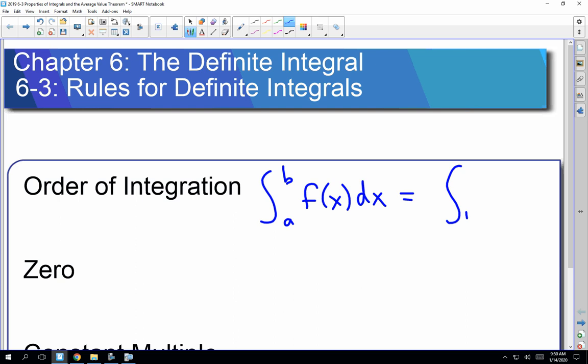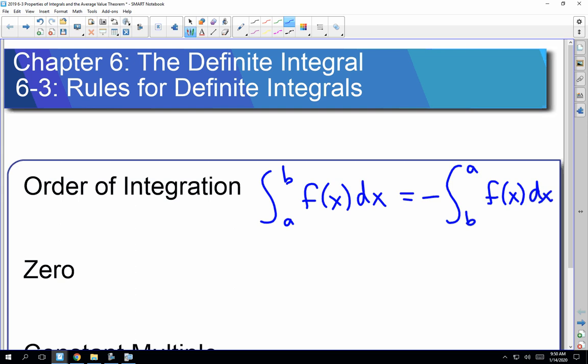If you switch this, put b down here and a down here, f of x dx, it changes the sign to negative. So reversing the direction from a to b and then back to b to a will make it negative. That's the order of integration. That's the first of the properties there.